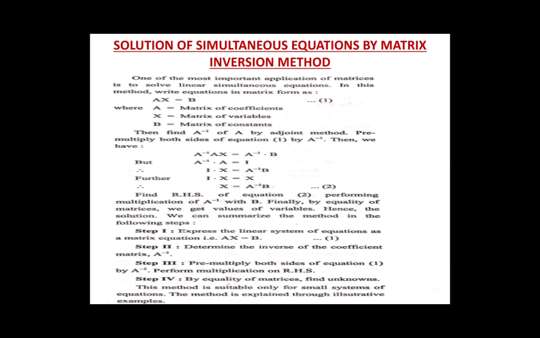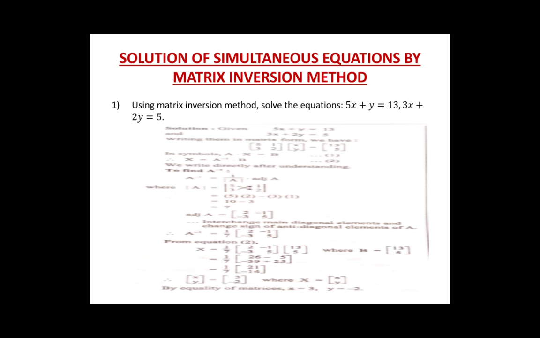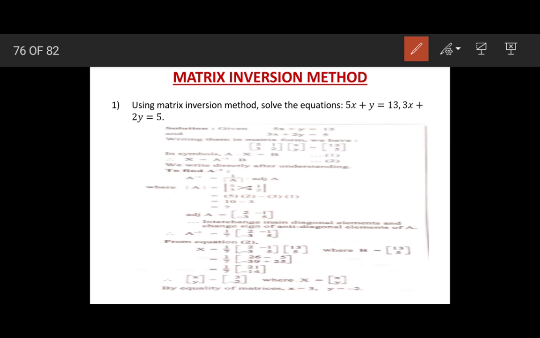Okay, so now let's see one example. Using the matrix inversion method, solve the equation. The equation is 5x plus y equal to 13 and 3x plus 2y equal to 5. Only two variables are given, so let's apply the matrix inversion method in two variables.